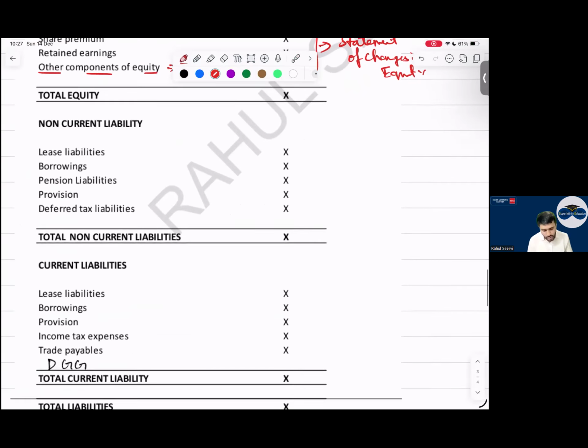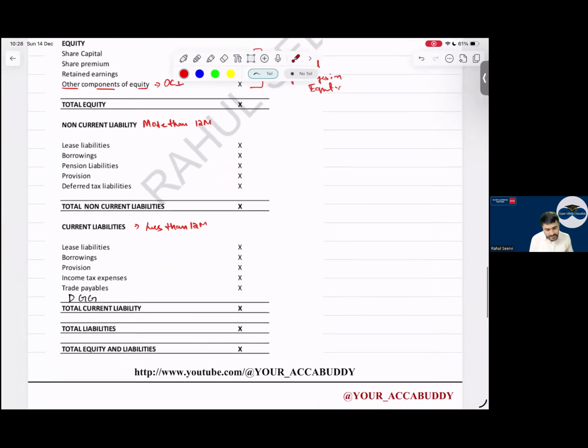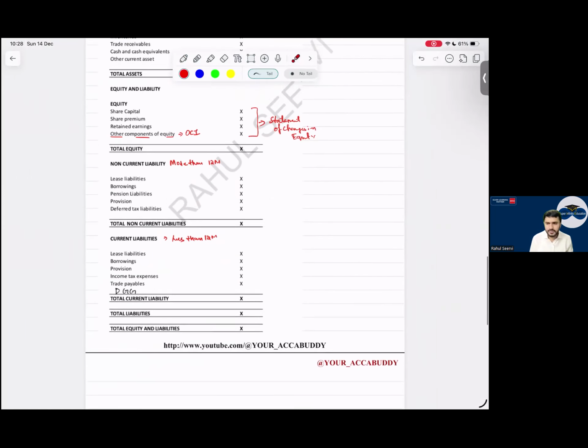Then your non-current liability. Non-current liability means sir liability which is more than 12 months. Yes, sir. Current means what? Current means what? Less than 12 months. Yes, sir. And we show this. All these are the examples of your liability, and this is your total. Any doubts to anyone in the format?